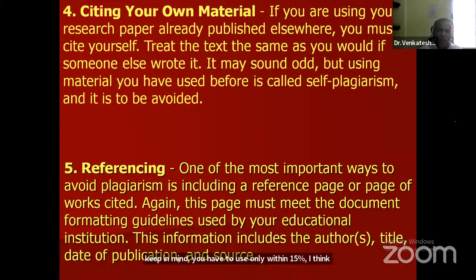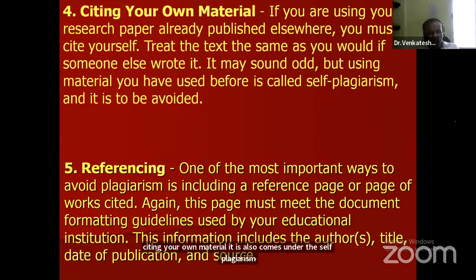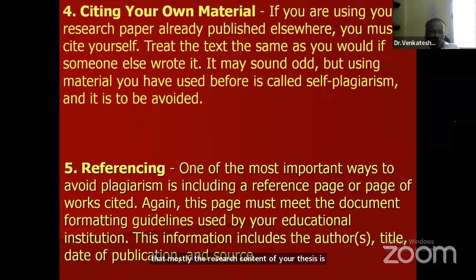Again, citing your own material also comes under self-plagiarism. There is a provision to exclude self-plagiarism. Before submission of the PhD thesis, you have to publish 1 or 2 papers in leading journals. In such cases, mostly the research content of your thesis is included in the paper, no problem. It will be excluded from the thesis plagiarism. We exclude it under the heading of self-plagiarism, no problem.